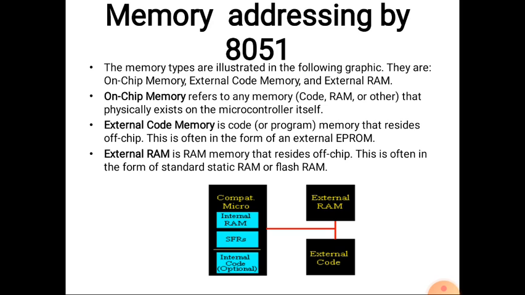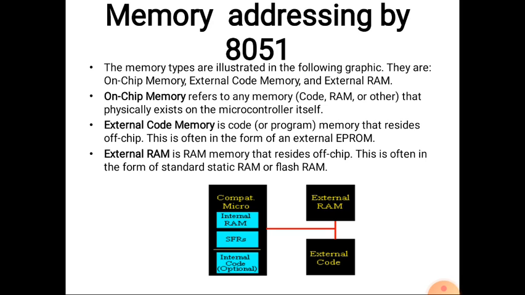On-chip memory refers to any memory, either code memory or RAM or other, that physically exists on the microcontroller itself. External code memory is the code or program memory that resides off chip. This is often in the form of an external EEPROM. External RAM is RAM that resides off chip. This is often in the form of standard static RAM or flash RAM.